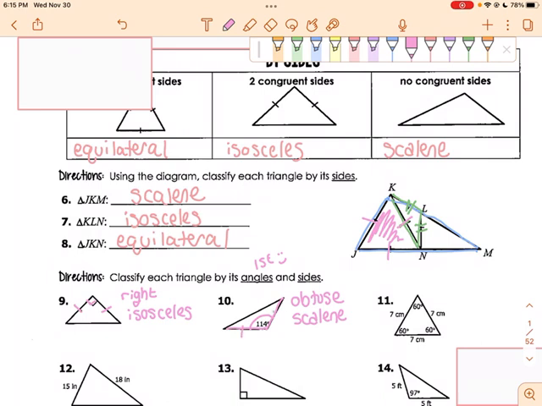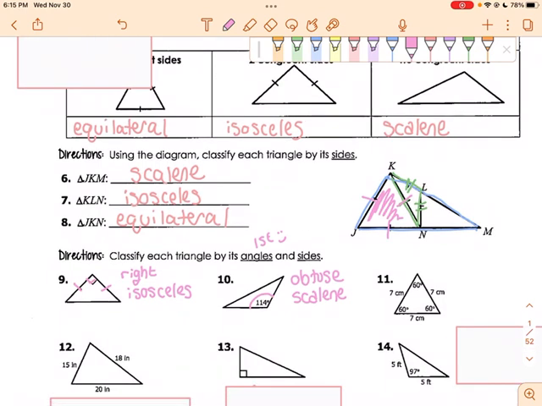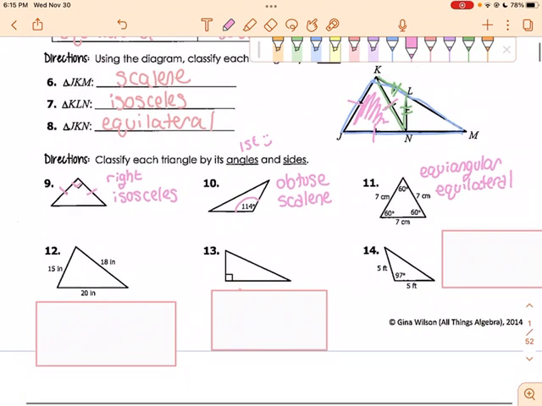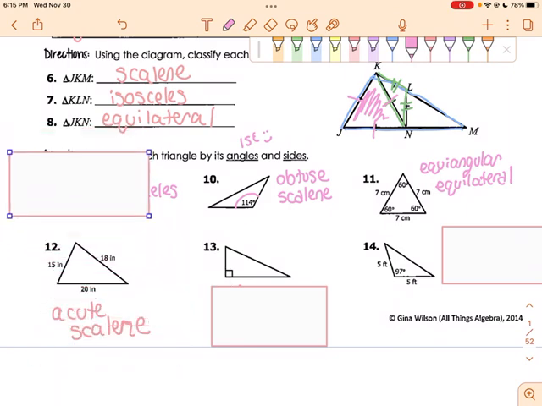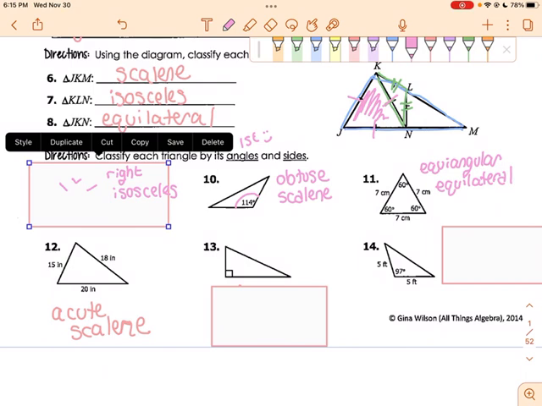Yes, it is true that these 2 sides look like they're the same, but we can't assume they're the same unless they actually have tick marks on them. If they had tick marks, it would be isosceles, but they don't, so we cannot make any assumptions there. The last one, all the angles are the same, all the sides are the same, so this is equiangular, equilateral. Alright, so please pause the video again, try 12, 13, and 14, and then you can check.